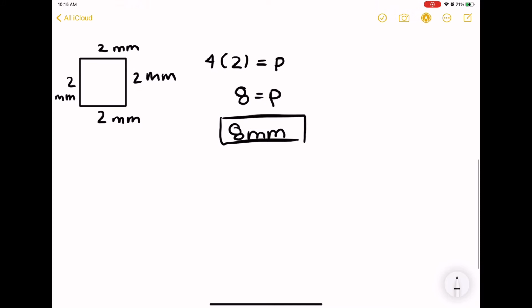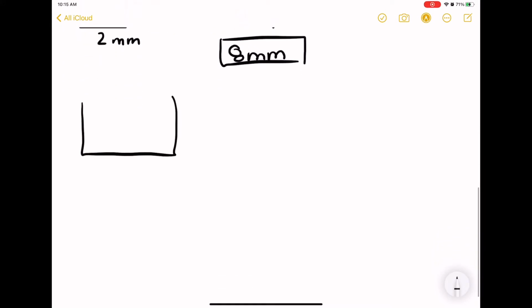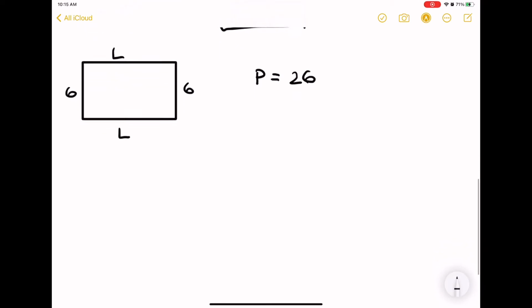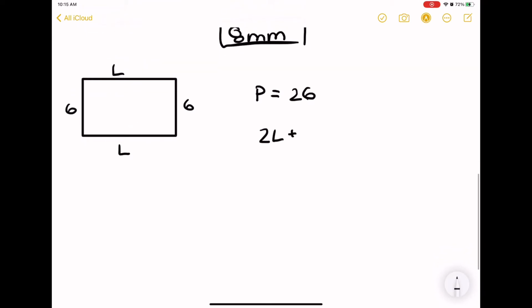So now that we have the basics of perimeters covered, let's try and find a missing side using the perimeter formula. So you might be wondering how we would do that. So let's say we're not given the length, but we're given that the width is 6 and that the perimeter is, let's say, 26. So in this case, we know 2L plus 2W would equal the perimeter. And now we can go ahead and fill in the variables. So we know the width is 6.